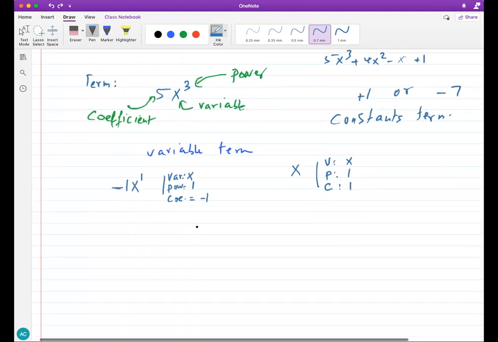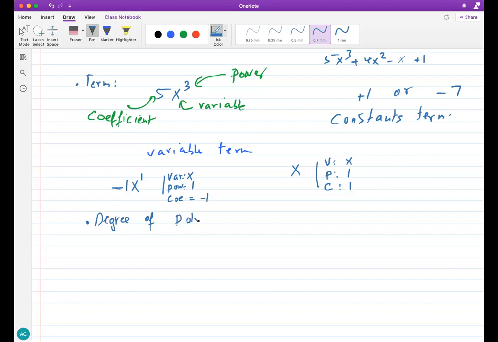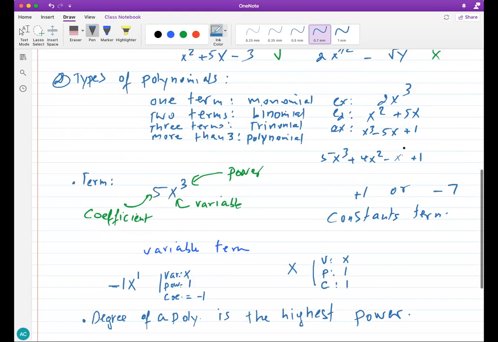Now, we also have degree. So this is a term. Each term has a power, and the degree of a polynomial is basically from the terms. The degree of a polynomial is the highest power of all the terms. Okay, so each term has a power. For example, 3, 2, 1, 1. The power here of this one is 0.